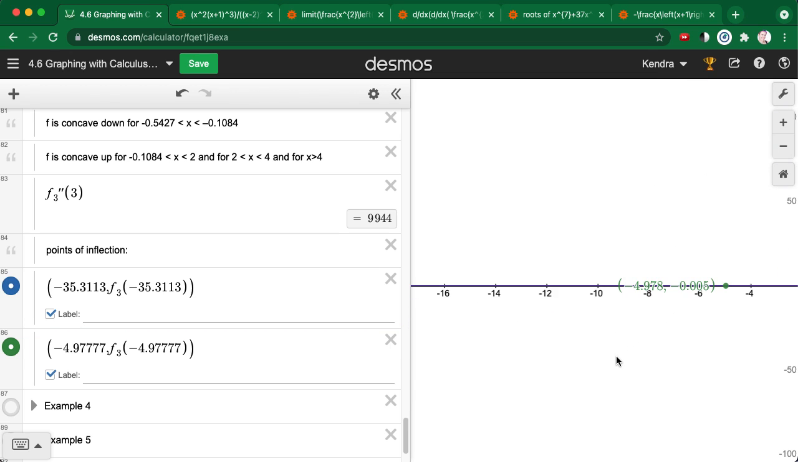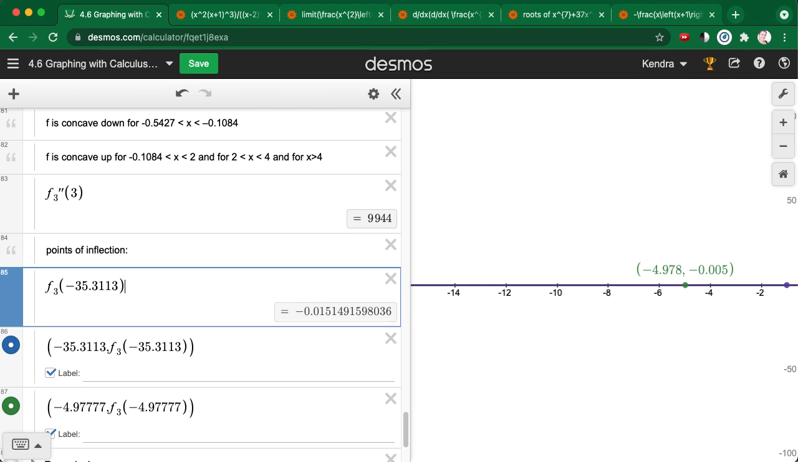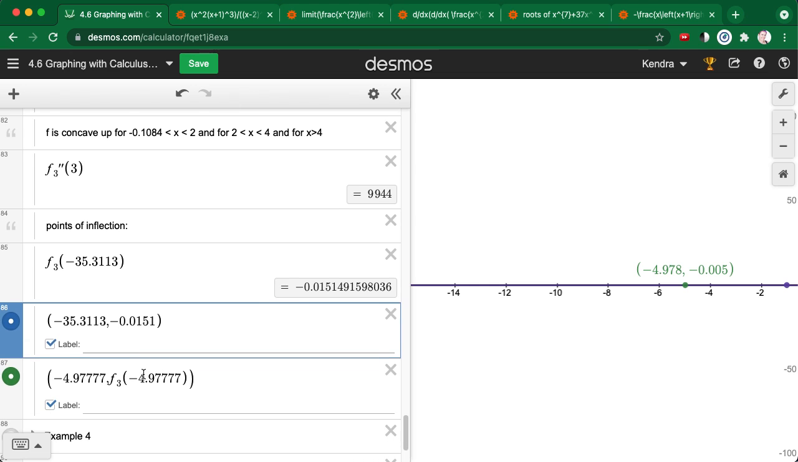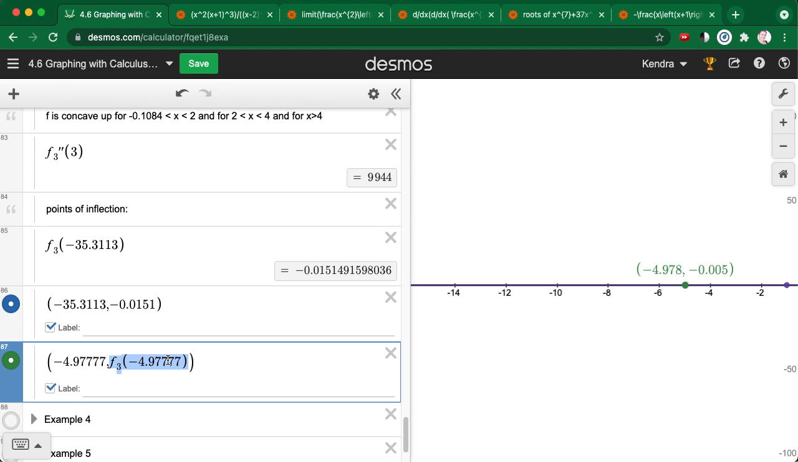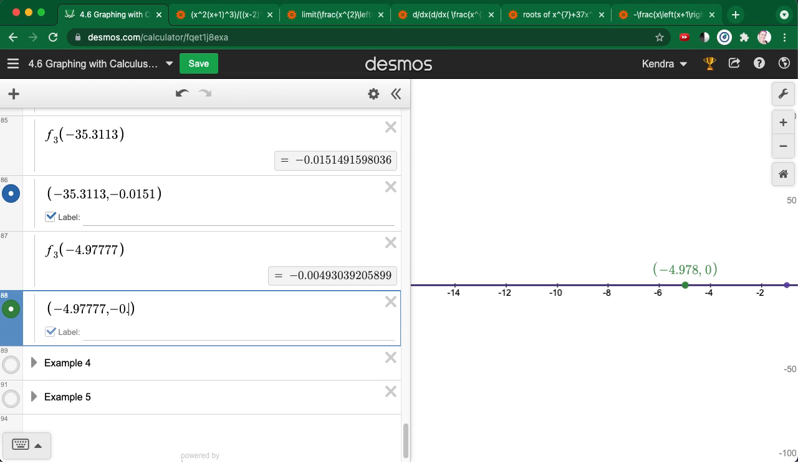So there's a point of inflection. It's kind of good to maybe just put these negative 0.0151. It's a negative. And this would be negative 0.0049.